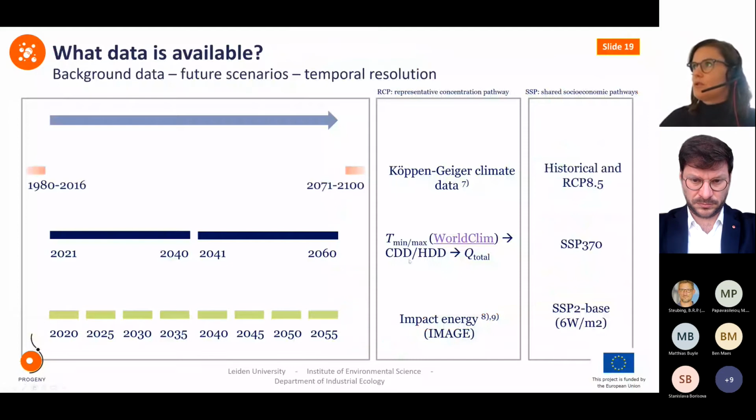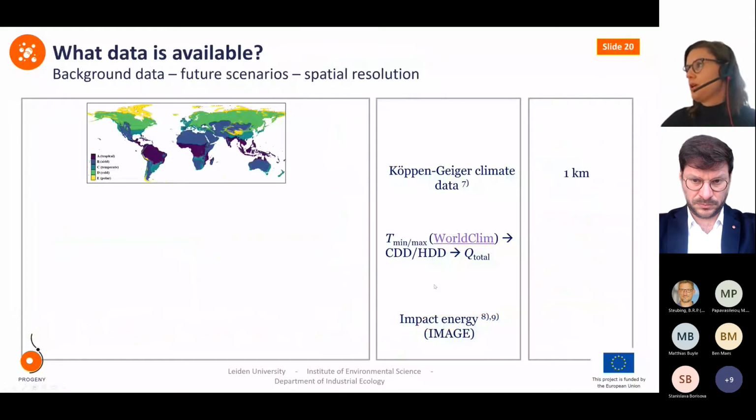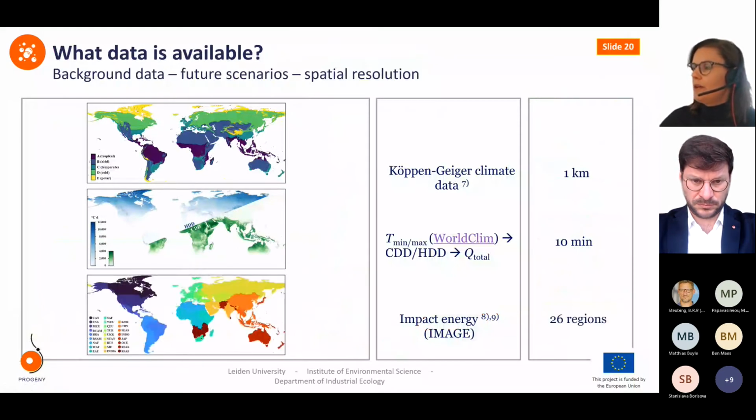Here is the temporal resolution of the background data we used. And then the spatial resolution was also a little bit different. So Köppen-Geiger climate data is 1 kilometer. Then the temperature was 10 minutes. And then the impact of energy from image is in regions, 26 different regions.